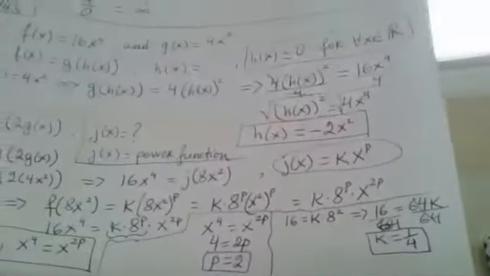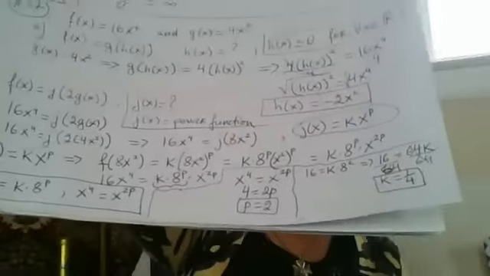Divide by 64 for both sides. 16 over 64. 64, is it divisible by 16? Yes. Then what do you get? 1/4. This is your missing value for k. k is equal to 1/4.